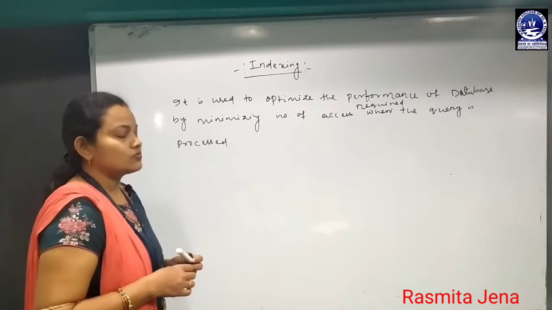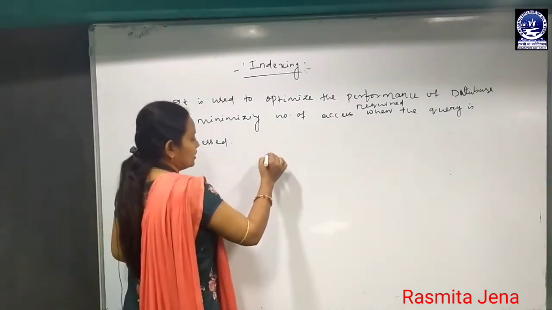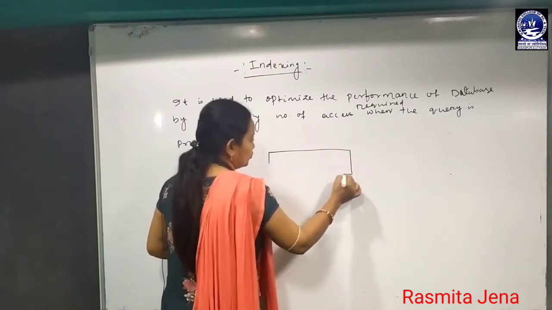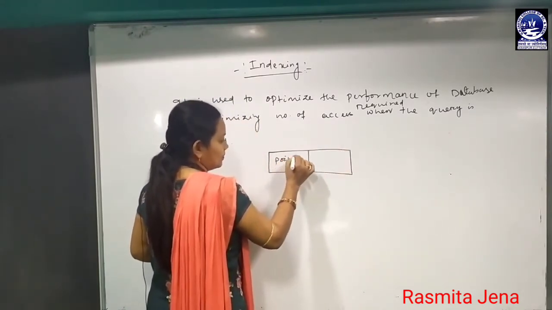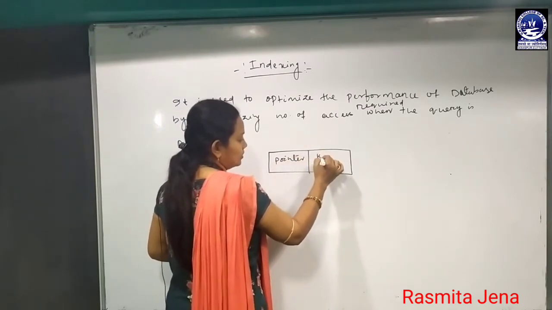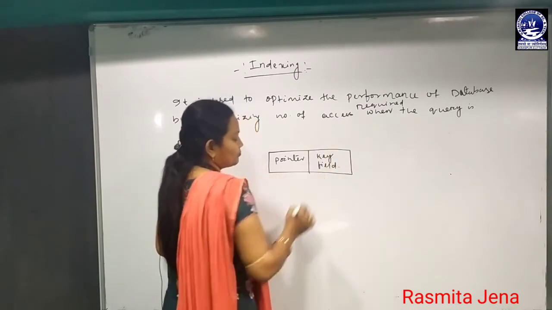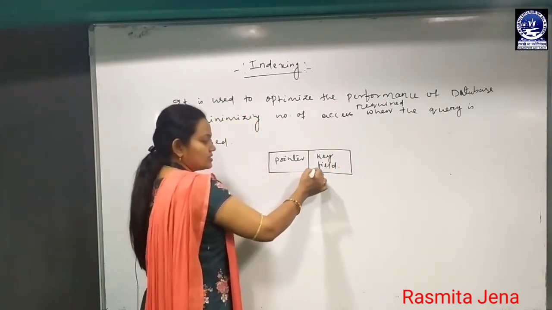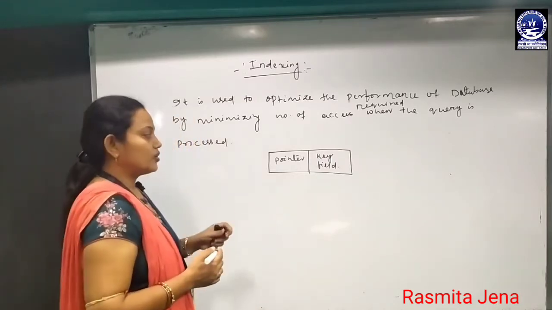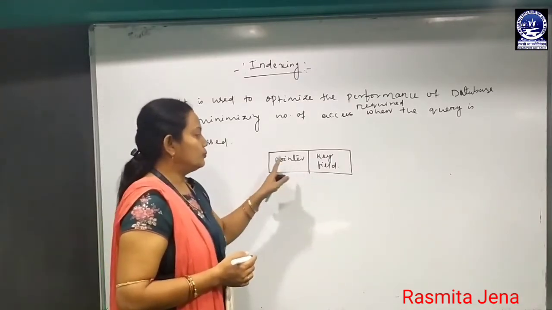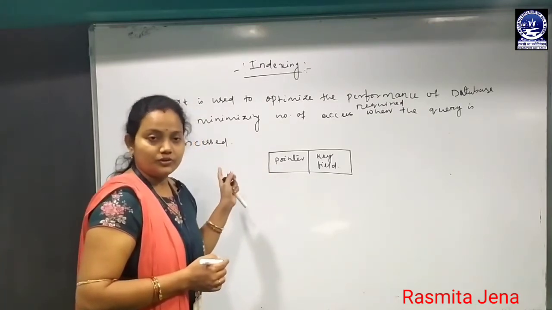Actually, what is indexing? Indexing contains two fields. One is your pointer and the second one is your key field. The key field is the key field of the record, and from this key field we will point to the record which is stored in the hard disk of the computer system.